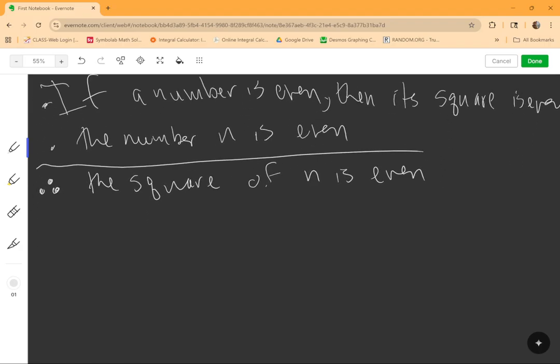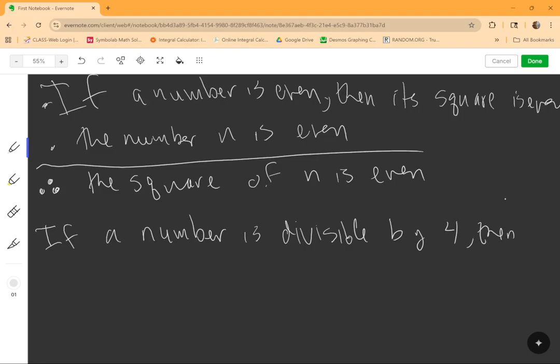Okay, so now let's give an example of something that is invalid. Here, if a number is divisible by 4, then it is even. The number n is even. So that's statement 1.